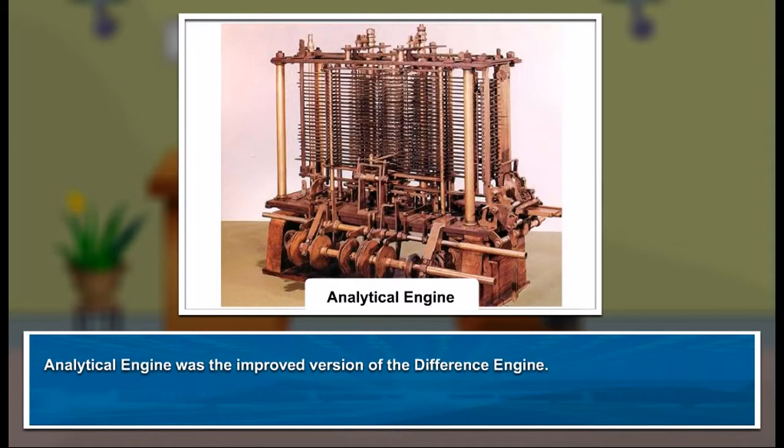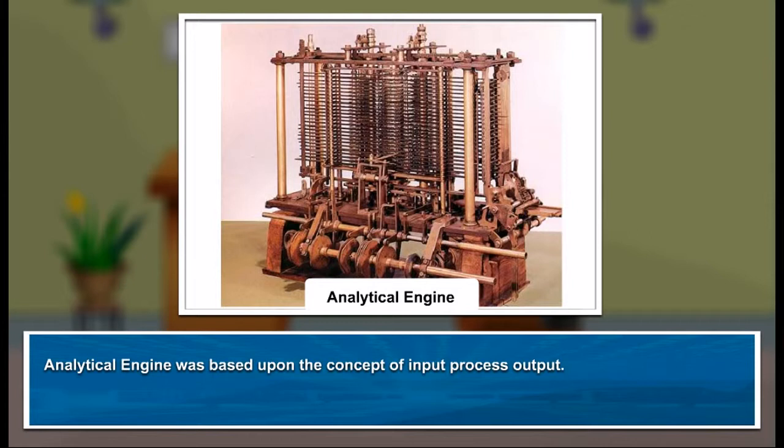Analytical Engine. Analytical Engine was the improved version of the difference engine. Charles Babbage invented this machine in 1834. It was capable of performing all the basic arithmetical operations and comparisons. It also had the capability to change the values stored in its memory.